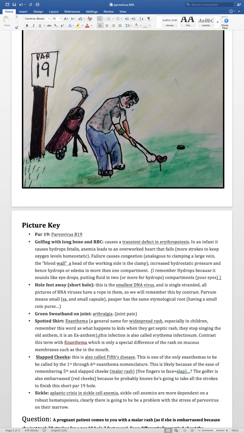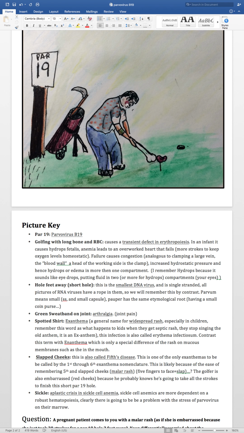Varicella, yeah. This infection also causes, or is also called, erythema infectiosum. The whole exanthema terminology can be contrasted with enanthema, which you may or may not hear, which is basically the same rash except on a mucous membrane, such as in the mouth.